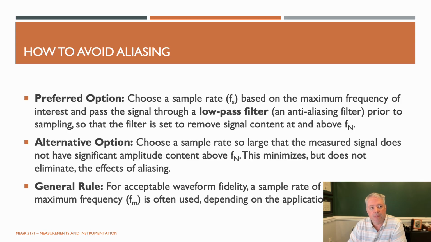And I think a good rule of thumb for most applications is to choose a sampling rate that is at least 5 to 10 times the maximum frequency you care about. So figure out what the frequency is, sample at 10 times that, throw in a low-pass filter at the Nyquist frequency, and then usually you're good to go.